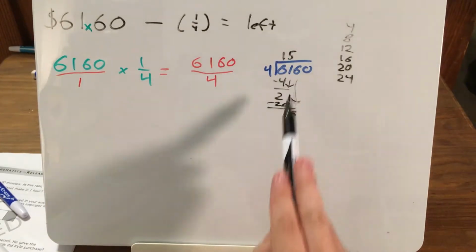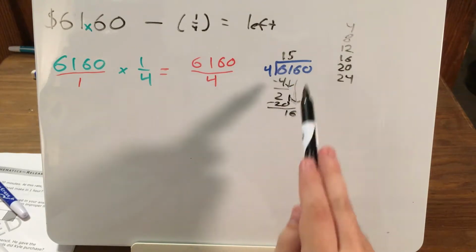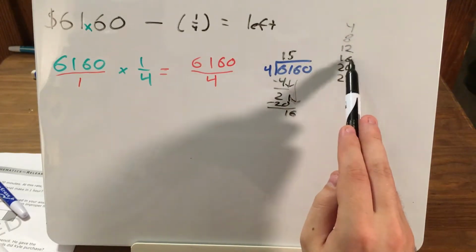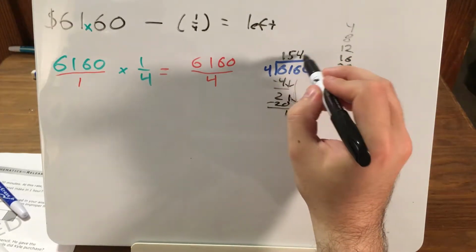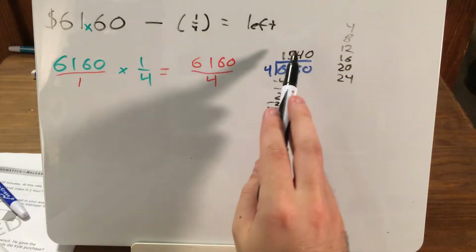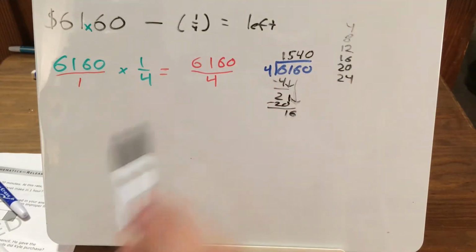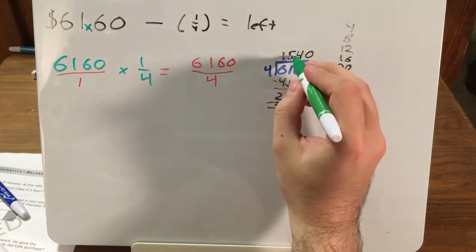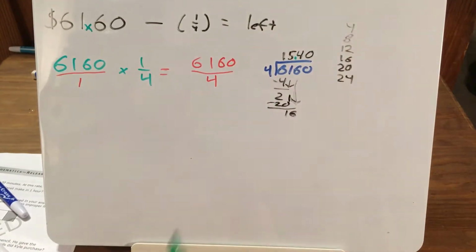So the question is now, how many times does 4 go into 16? 4 goes into 16, 1, 2, 3, 4 times exactly. So this leaves us with 1540. I put back that decimal that I decided to ignore to make this problem a bit easier, and it gives me $15.40. So this dude, I forgot his name already, is giving $15.40 away to his mother.